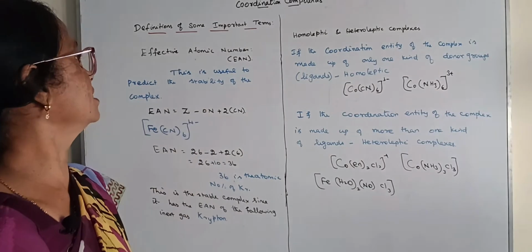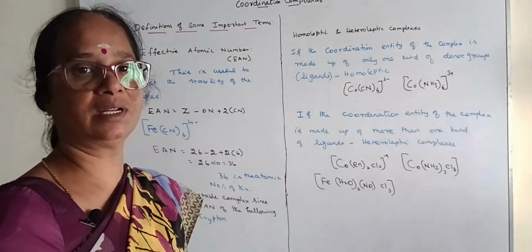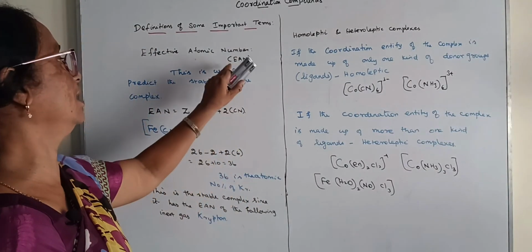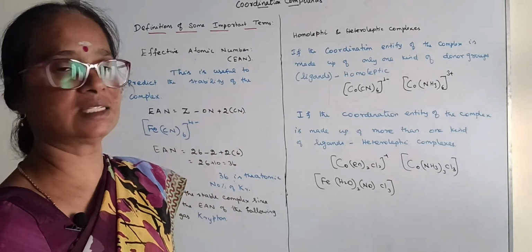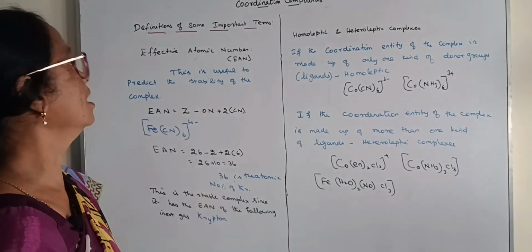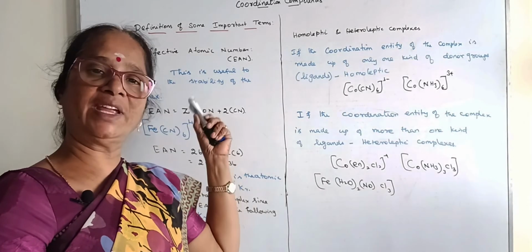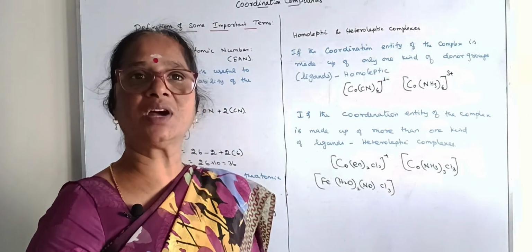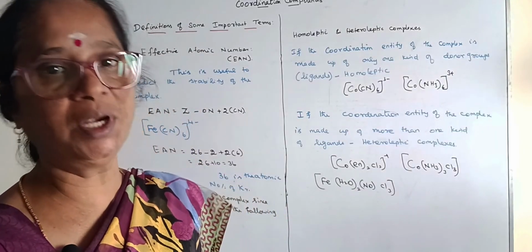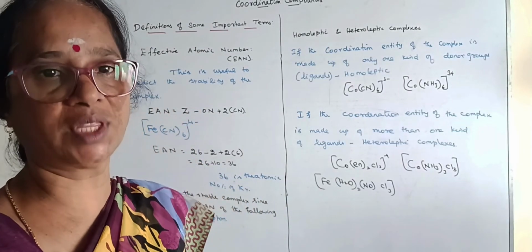The next one is effective atomic number. Effective atomic number is shortly given as EAN. It is abbreviated as EAN. What is the usefulness of effective atomic number? When we calculate the effective atomic number of the given complex, we are able to predict the stability of the complex.